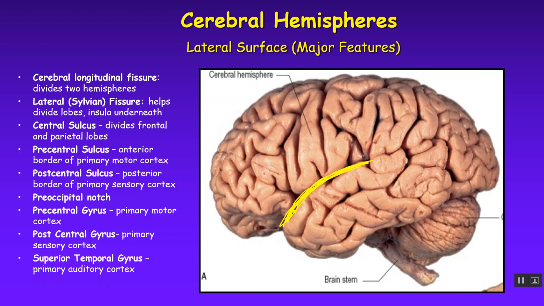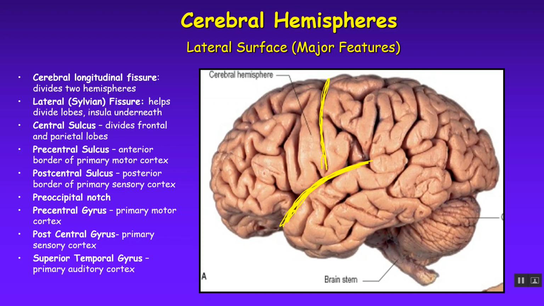Hopefully everybody got the lateral sylvian. Okay. The next one we need to identify is the central sulcus. Every brain is slightly different. So this particular specimen, this is the central sulcus right here.